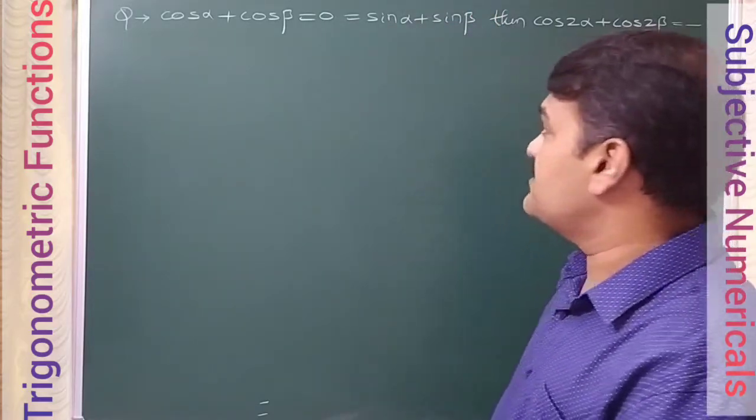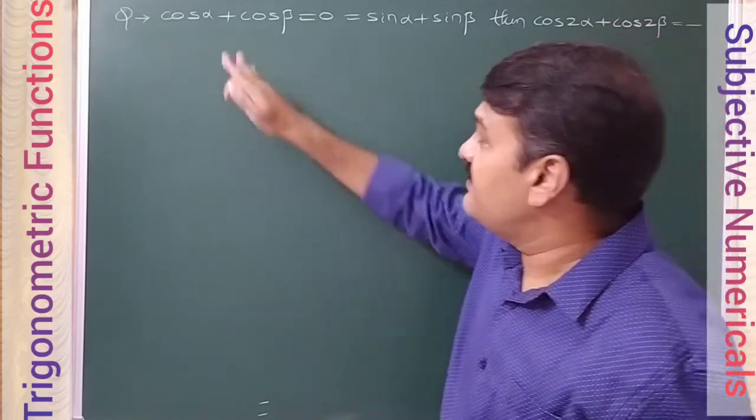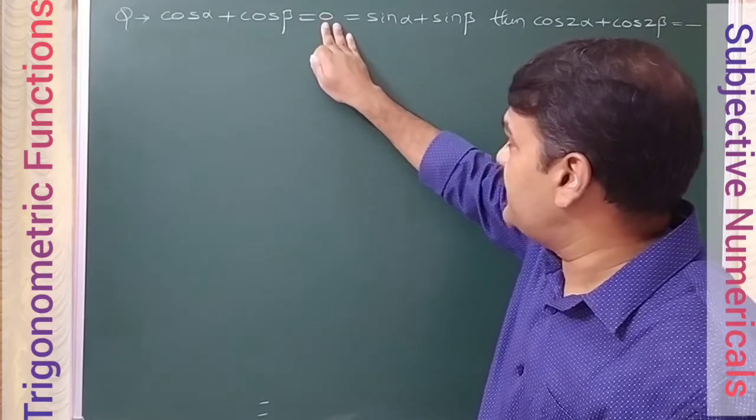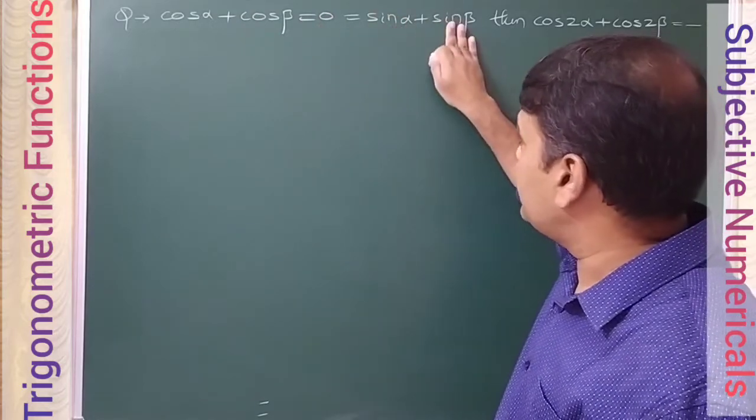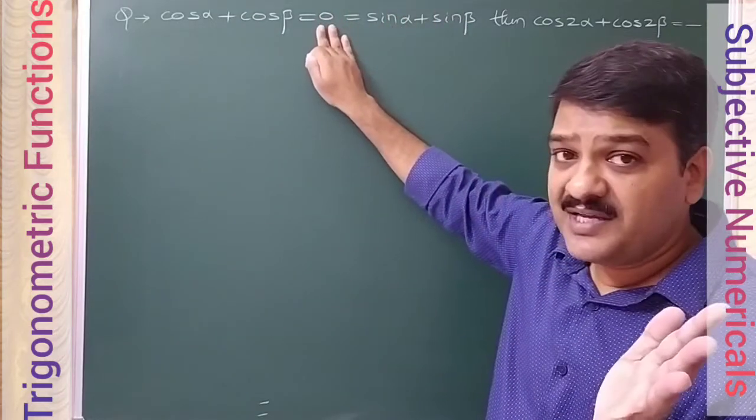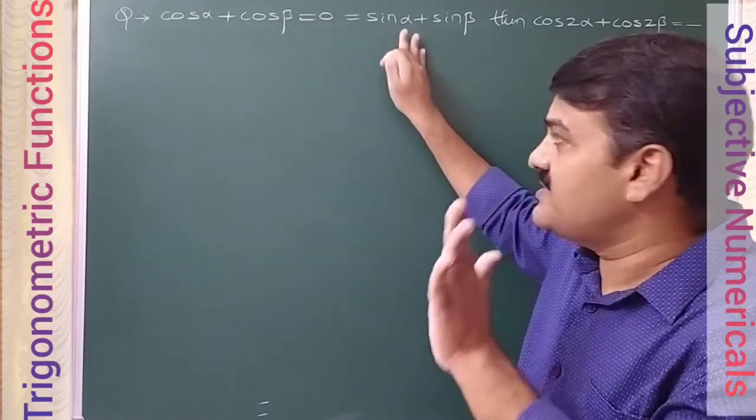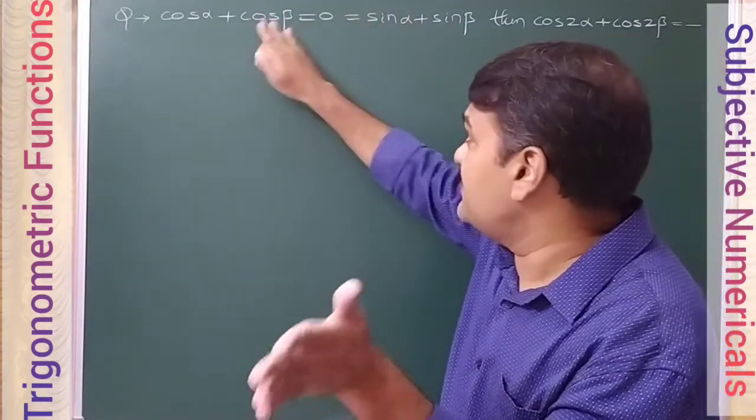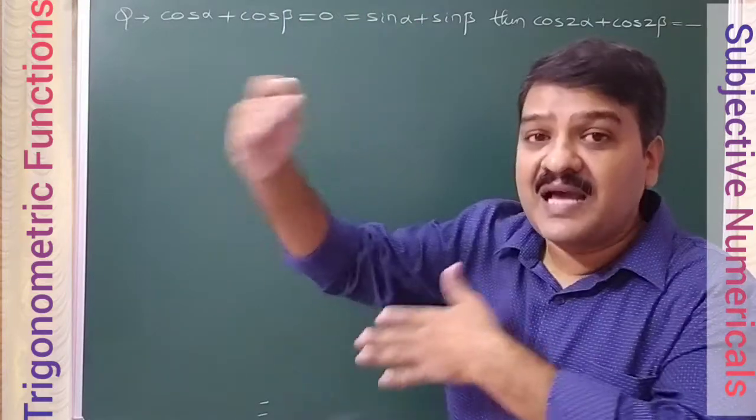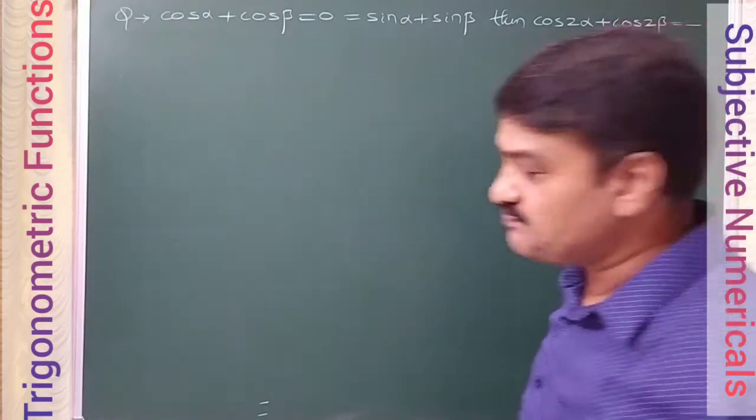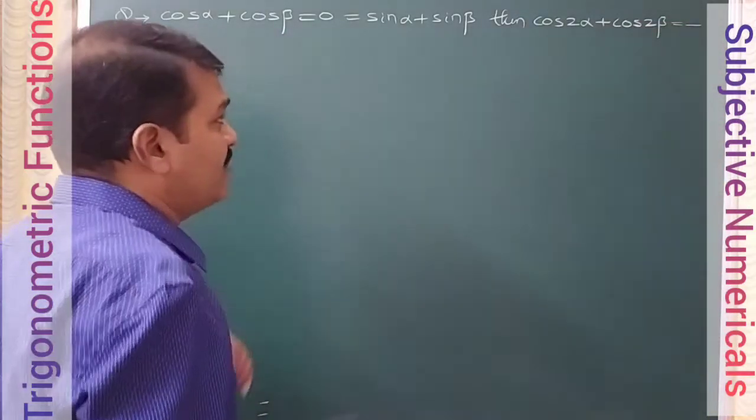The other process of solving is we will take cos alpha plus cos beta equal to 0 separately and sin alpha plus sin beta equal to 0 separately, and consider squaring both these equations. After squaring, we have to observe whether we will add or subtract to get the required result. So let us discuss the second method.